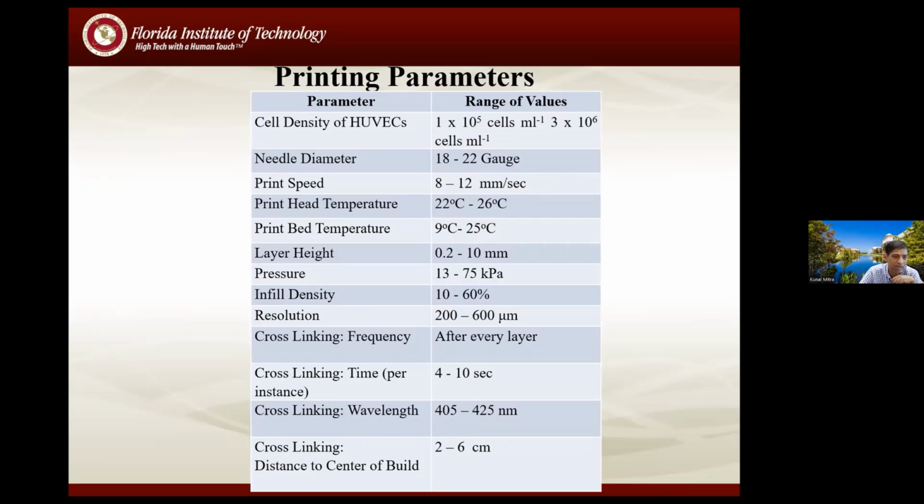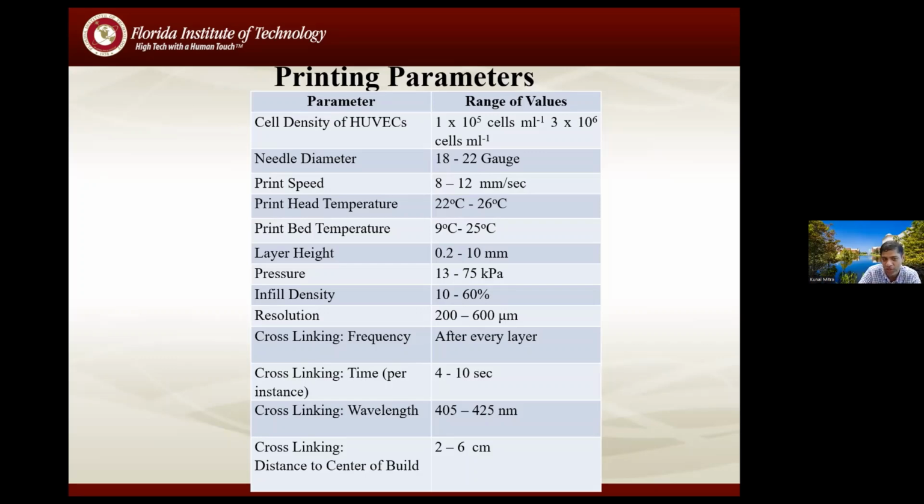The cell densities involved, the needle diameter, the print speed, the print head temperature. In fact, I told you 22, but actually yesterday we were working with materials where you have to print at 14 degrees. So we have to see how viable that is. You may want to control these, but sometimes the type of biomaterials and the cells can have some impact. And then the print bed temperature, the pressure, infill density, the resolution, cross-linking.